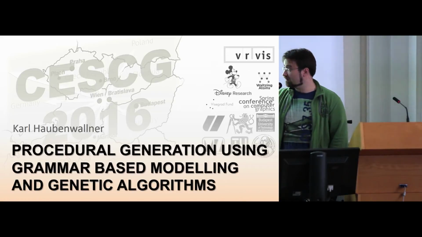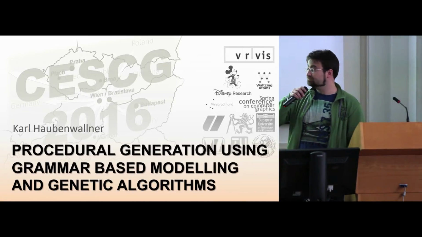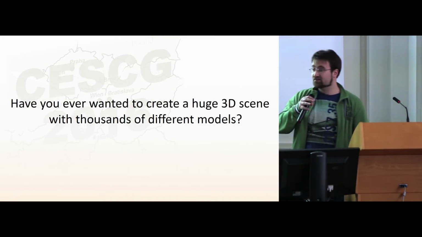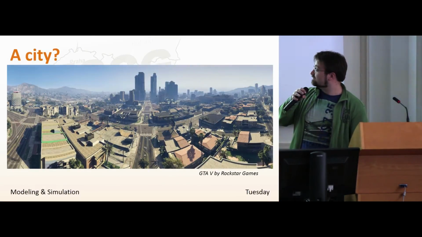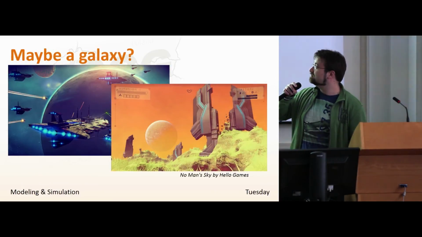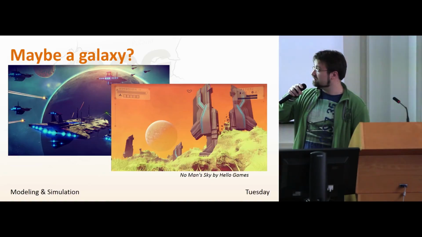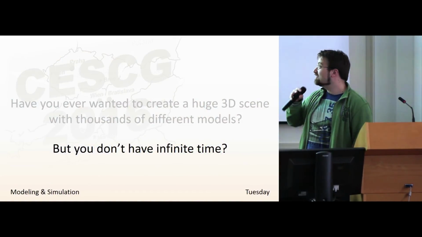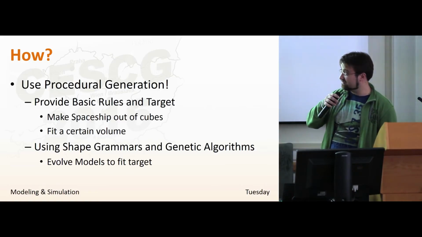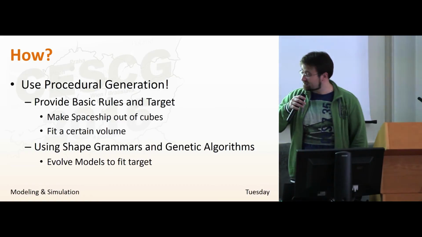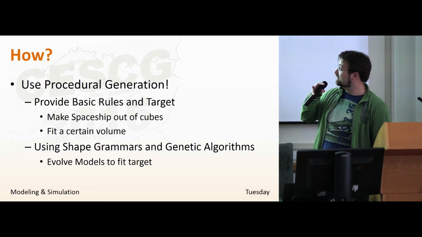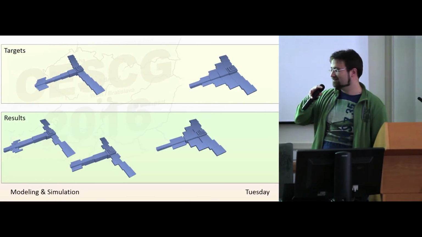I'm Karl from Graz University of Technology, and I'm here to ask you a question. Have you ever tried to create huge 3D scenes with thousands of models like a city or a whole galaxy, but you found out you didn't have infinite time? Then you should come to my talk on Tuesday, where I will talk about procedural generation and how to use genetic algorithms to control shape parameters and to create spaceships like these.